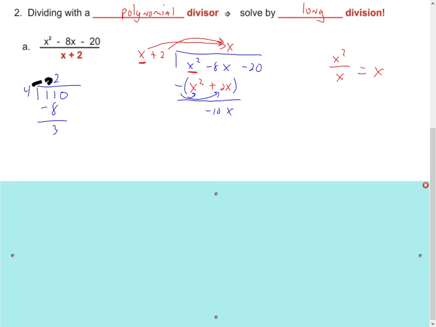Okay, so the example on the left, old school, you'd bring down the 0. So here we're going to bring down the negative 20. And again, you would figure out how many times does 4 go into 20, or 30, I'm sorry, and you would say 7.